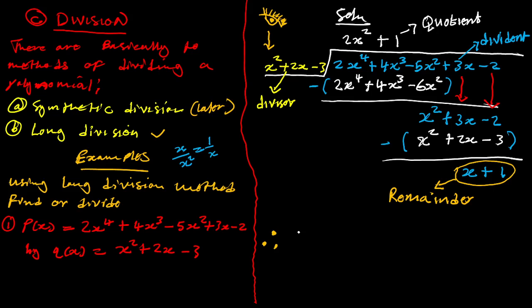You are now going to write down the what? The divisor, which is the yellow guy. So you write x squared plus 2x minus 3. Then you are done. So that's how you're supposed to express your answer. There is a plus here. It's different from how you do your normal fractions.